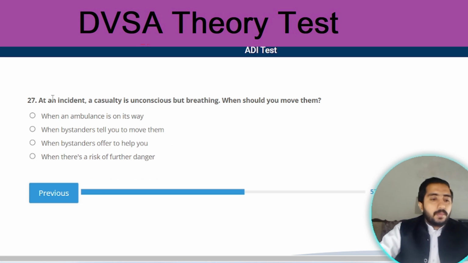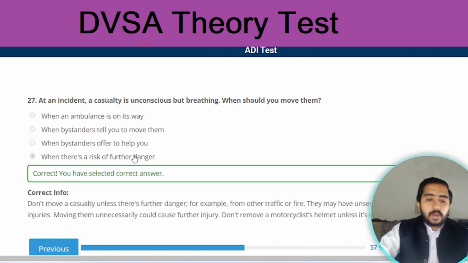Question number 27. At an incident, a casualty is unconscious but breathing. When should you move them? You need to move them when there is a risk of further danger. Option D is the correct one.